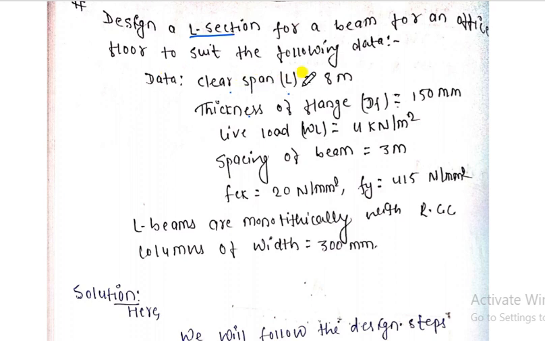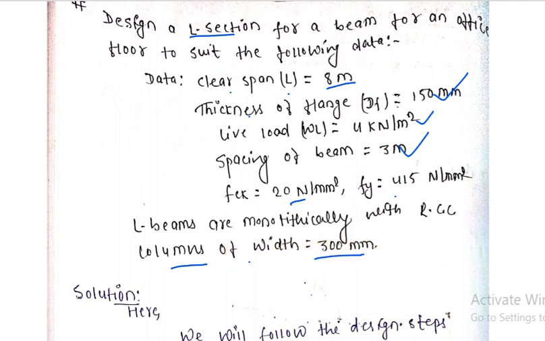So here in the data, the clear span is given, right? The thickness of flange, which is nothing but the thickness of slab, is given, the live load is given, the spacing of beam is given, M20 grade of concrete is used, and HYSD bar, that is Fe 415, is used. And the width of the support is given as 300 mm.